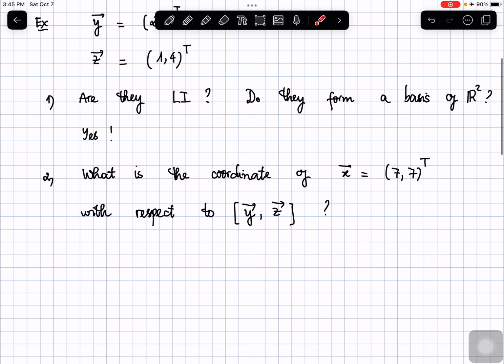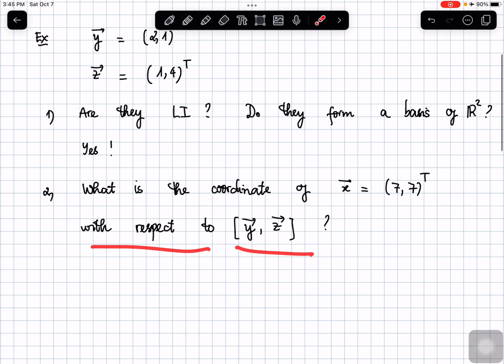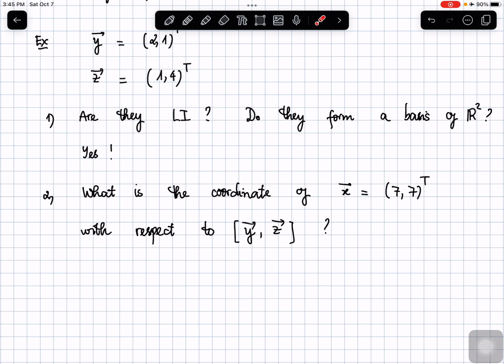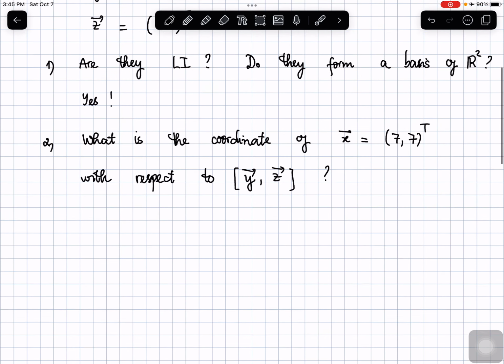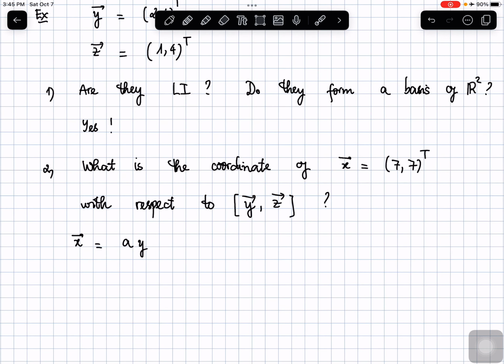And the second question is the main one for this exercise. What is the coordinate of vector x with respect to this basis? So the basis contains two vectors y and z. To do that, we write x as a linear combination of y and z. And then the coordinate of x is the scalars, the coefficients corresponding to y and z. So here we have x equal to, say, a y plus b z.